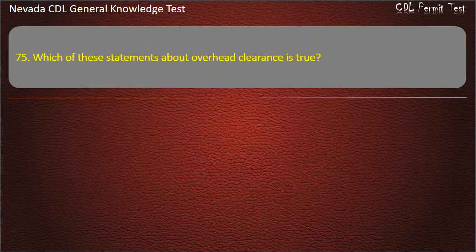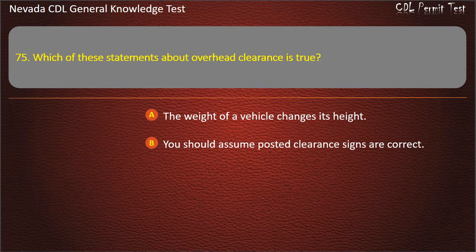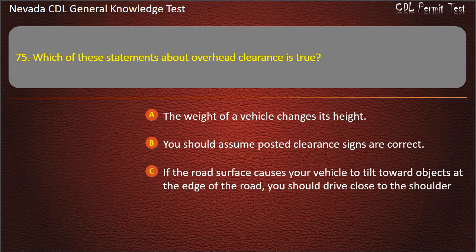Question 75. Which of these statements about overhead clearance is true? The weight of a vehicle changes its height. You should assume posted clearance signs are correct. If the road surface causes your vehicle to tilt toward objects at the edge of the road, you should drive close to the shoulder. Answer. The weight of a vehicle changes its height.